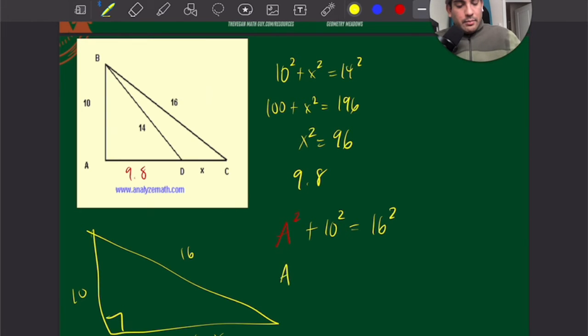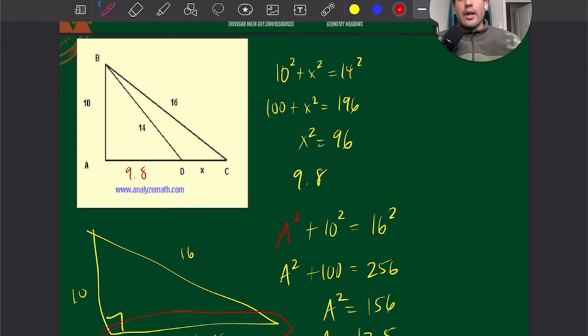So this is going to become a squared plus 100 is equal to 256. I know my perfect squares. I'm good. A squared is equal to 156. And then I'm going to take the square root of that. And a is equal to 12.5. And again, this is the length of the entire side. I'll circle that here in red. That is the entire side of that triangle.